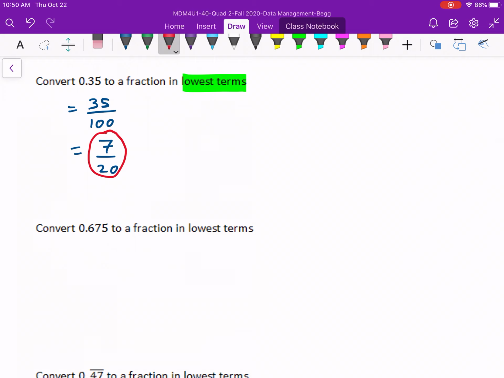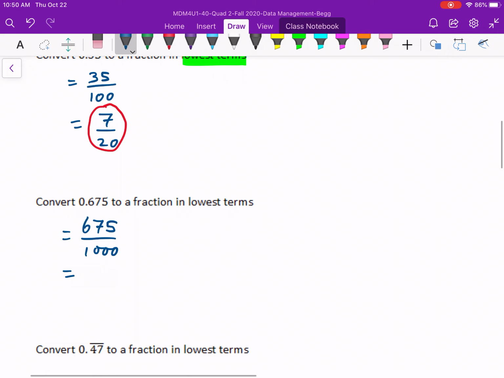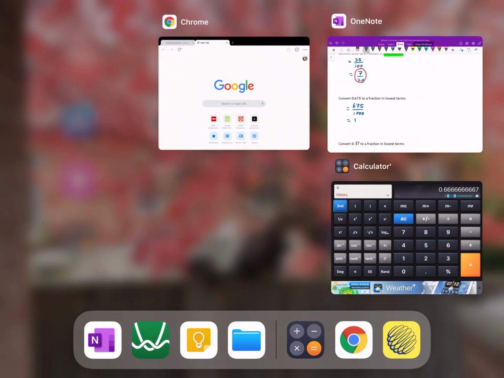This next one has a final decimal place in the thousandths place, so I can write 675 over 1,000 and then divide. And again, I know that 5 goes into both of these numbers. If I do 675, let's see, it's going to go in 100, and then it's going to go in another 37 times. For some reason, I'm drawing a blank.